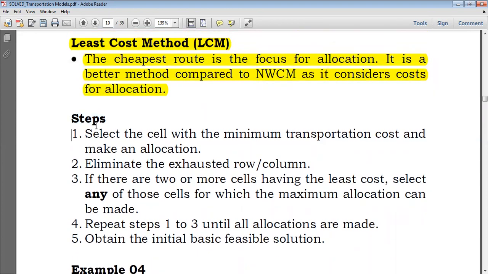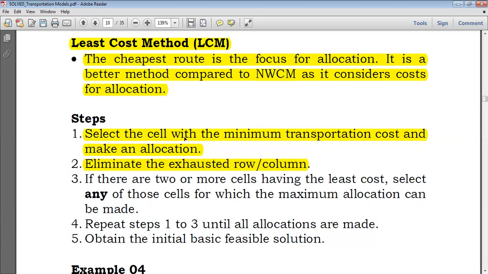So steps. The first step, select the cell with the minimum transportation cost and make an allocation. So just like that, you just go for the cell with the minimum cost and you make an allocation. And then you eliminate the exhausted row or column. So if there's any row or column that has been exhausted, you just eliminate it.